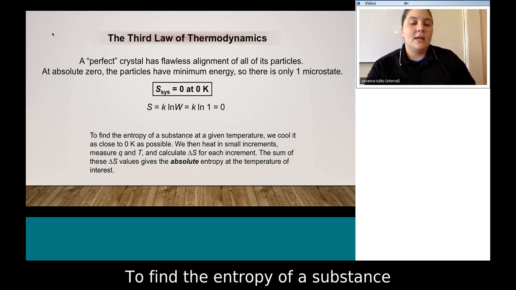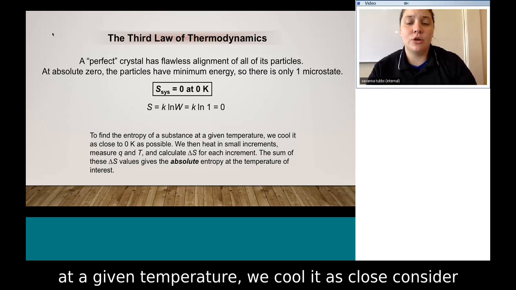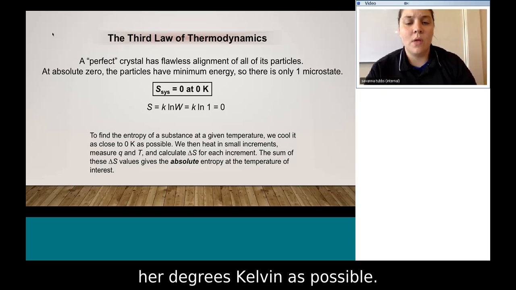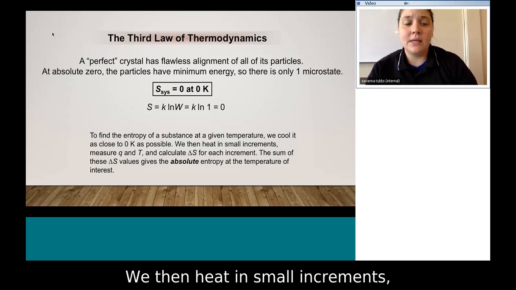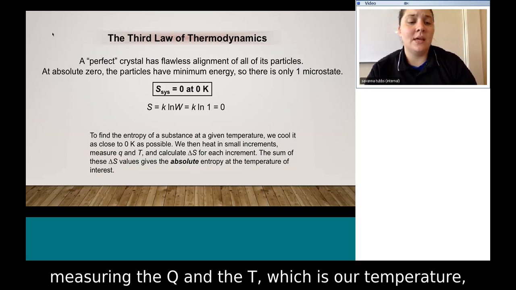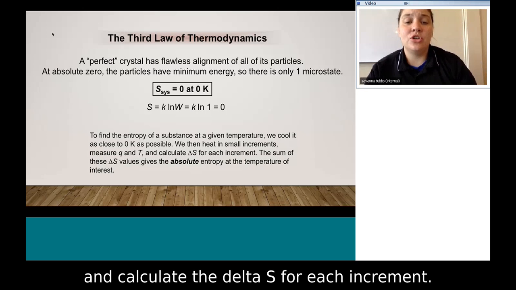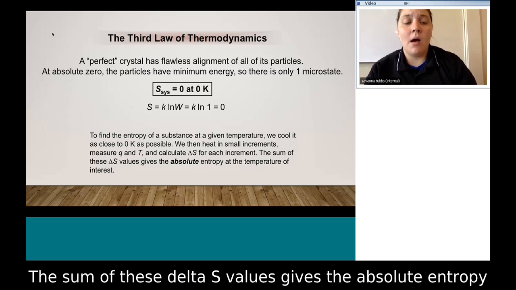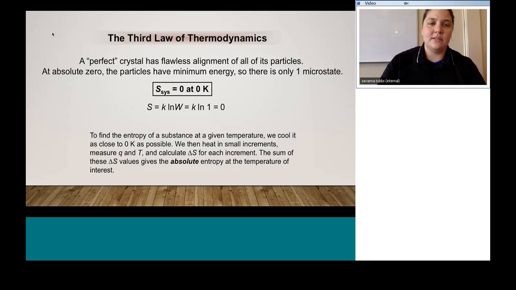To find the entropy of a substance at a given temperature, we cool it as close to 0 degrees Kelvin as possible. We then heat in small increments, measuring the q and the T, which is our temperature, and calculate the delta S for each increment. The sum of these delta S values gives the absolute entropy at the temperature of interest.